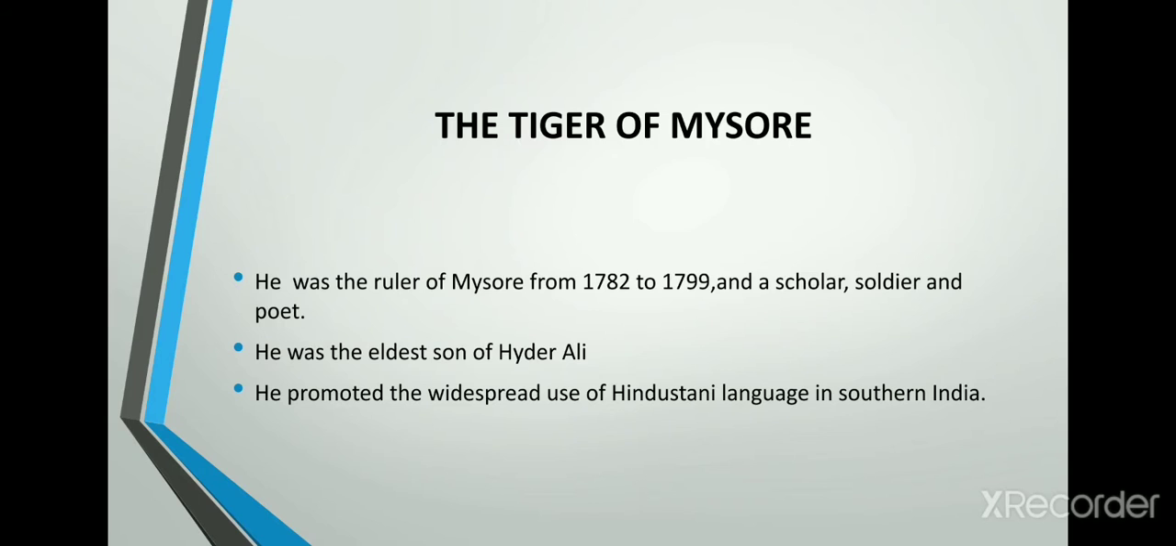So let me tell you about the Tiger of Mysore, Tipu Sultan. He was the ruler of Mysore from 1782 to 1799, and not only that, he was a very good scholar, soldier and also a poet. He was the eldest son of Hyder Ali, and he promoted the widespread use of Hindustani language in southern India. He also established a close relationship with the French in India and modernized his army with their help.